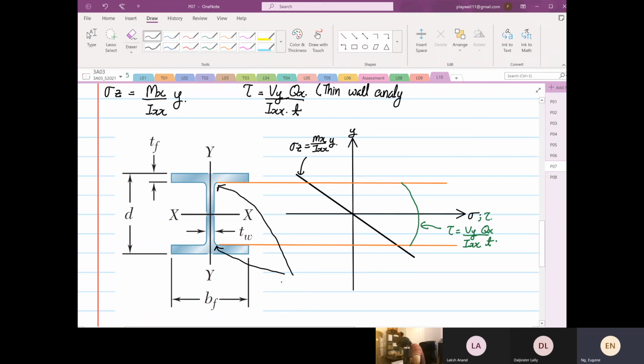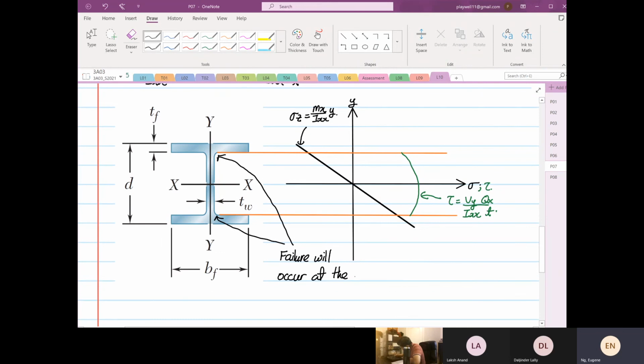Can you tell me why? The failure will occur at the junction of the flange and web. Any idea why? Because you have the most shearing and you have no support to stop the failure at that point. No, it is because it's controlled by the fillet radius.